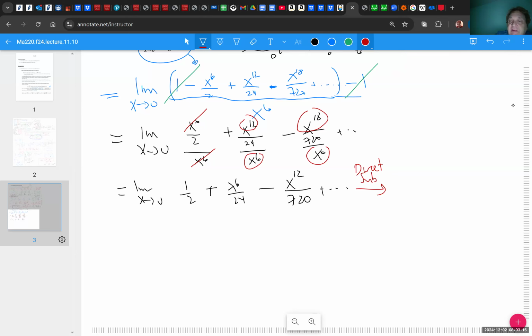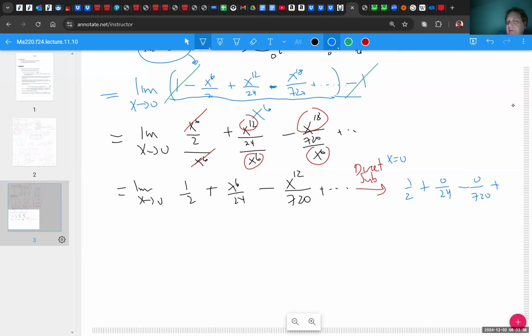Turns out we don't have to do anything like L'Hopital's rule for this problem. If we use direct substitution, that means we're plugging in x equals 0, right? Because that's what the limit is going to. So the first thing has no x in it, so it's 1/2. The next thing is going to be 0 over 24, since 0 to the 6th is 0. The next one is going to be 0 over 720, because 0 to the 12th is 0.